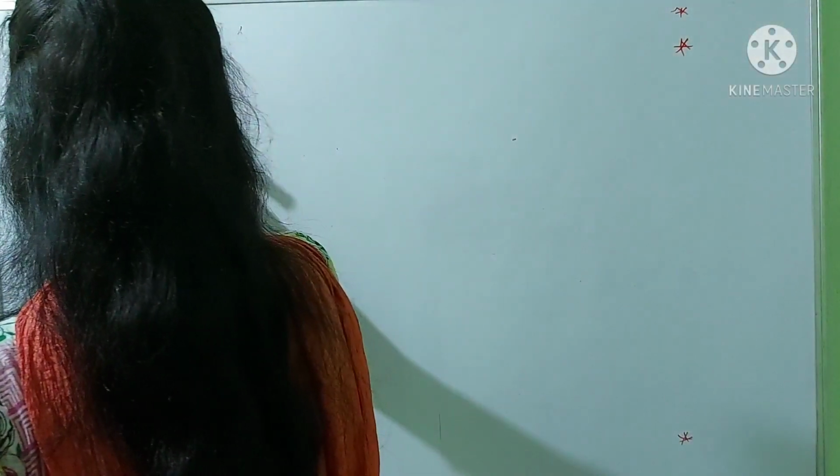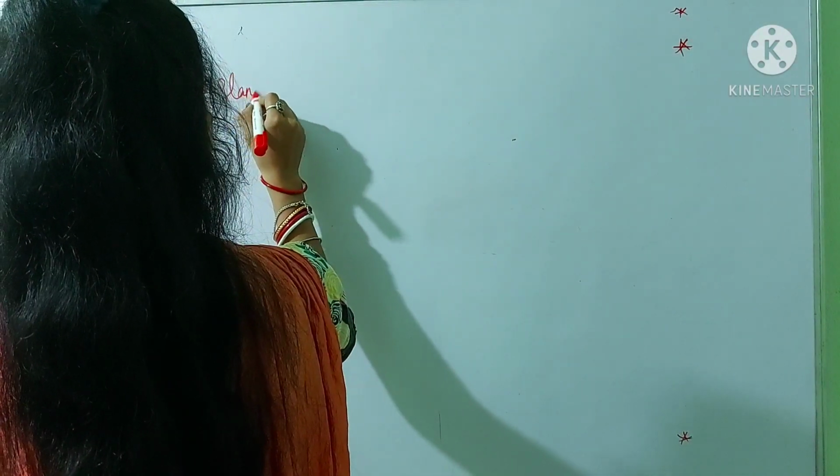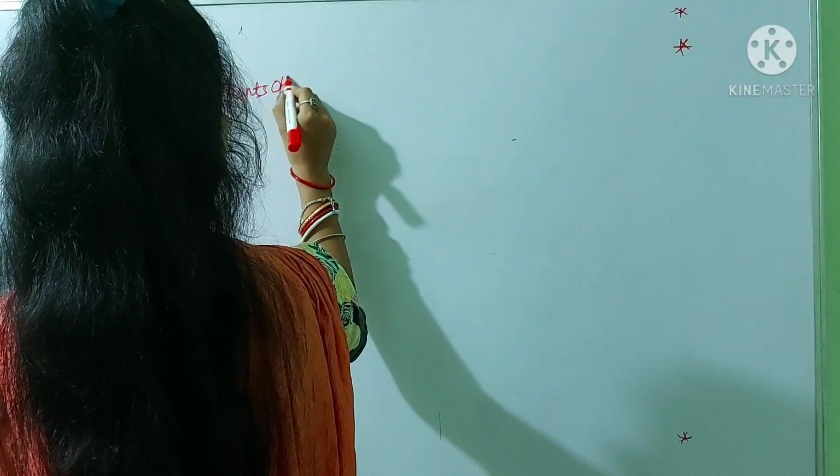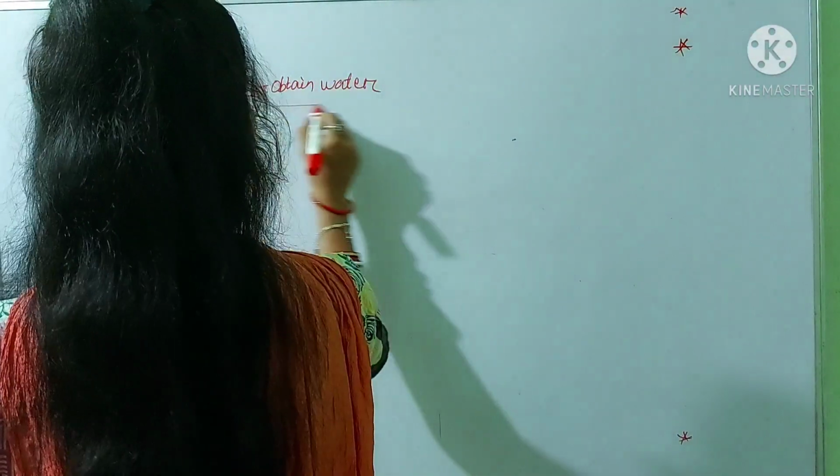Today we will discuss how the plant obtains water and the site of photosynthesis, that is the chloroplast. So let's start. Our first point is how the plant obtains water for the process of photosynthesis.